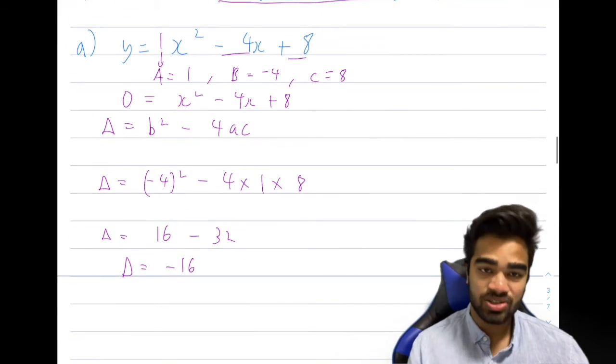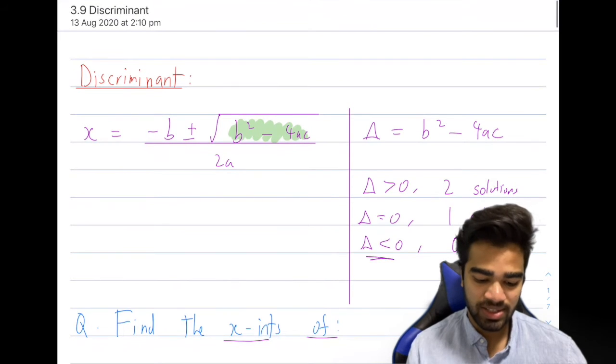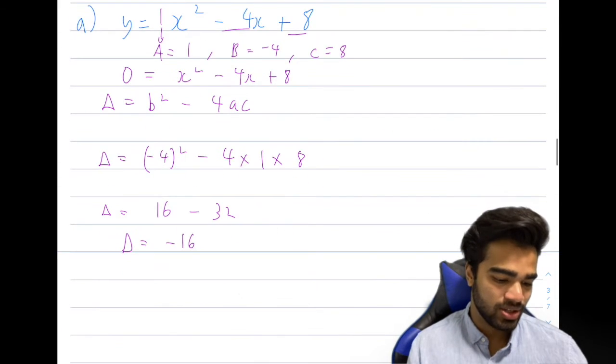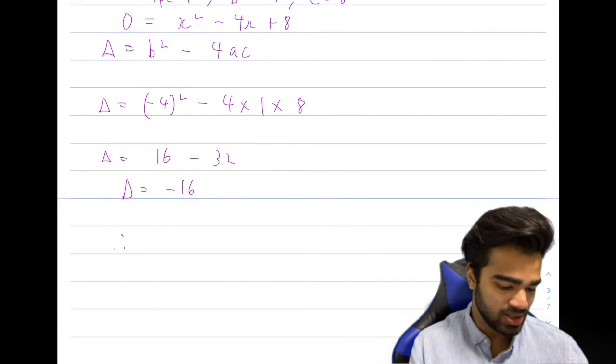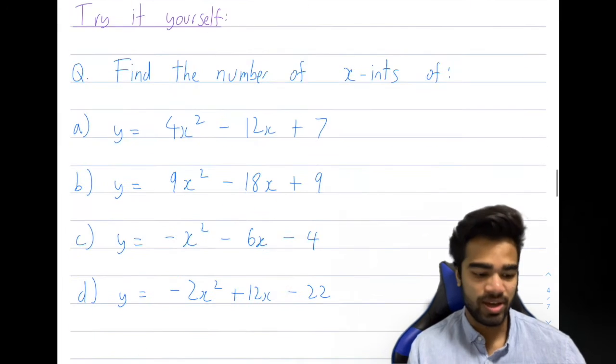So our discriminant is negative 16. That means which of the 3 rules do we use? Well, negative 16 is less than 0. So then how many solutions do we have? 0 solutions. So pretty much for this question, you say because discriminant is less than 0, 0 solutions. That's it.